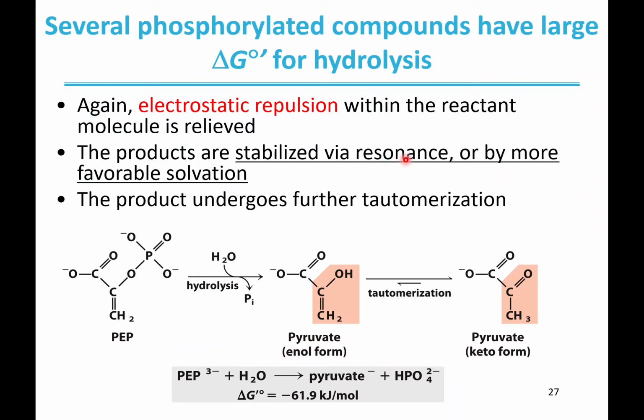Several phosphorylated compounds have very large delta G naught prime for hydrolysis. Again, the electrostatic repulsion within this phosphorylated molecule is very strong, and when that phosphate group is hydrolyzed, that repulsion is relieved. Products are also stabilized via resonance or by more favorable solvation, just as with ATP.